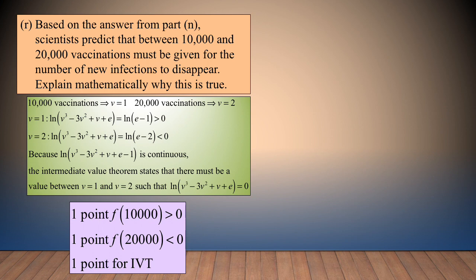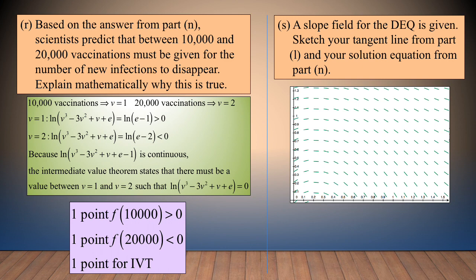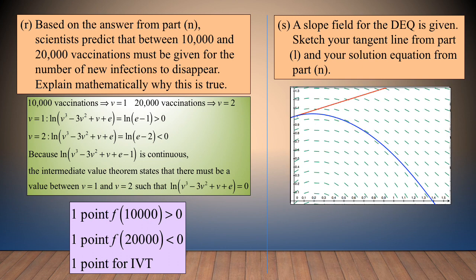For grading, 1 point for realizing that f of 10,000 is a positive number, f of 20,000 is a negative number, and 1 point for invoking the intermediate value theorem. Part S reads, a slope field for the DEQ is given. Sketch your tangent line from part L and your solution equation from part N. We see the increasing line in red and the solution in blue.